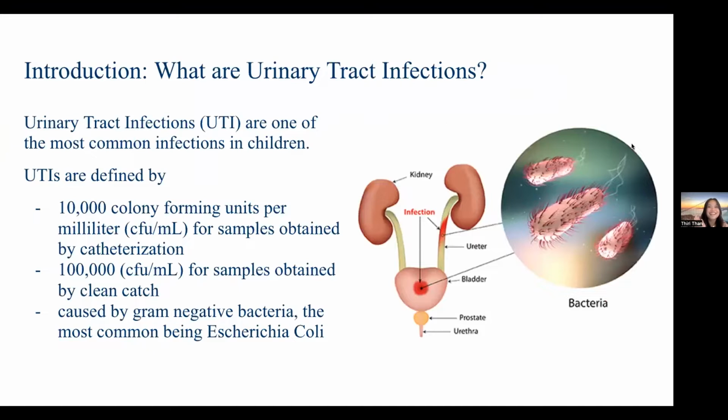UTIs are one of the most common infections in children, and UTIs are defined by 10,000 colony-forming units per milliliter for samples obtained by cath, 100,000 for samples obtained by clean catch, and they're caused by gram-negative bacteria, the most common being E. coli.